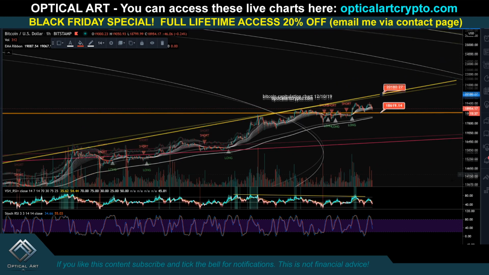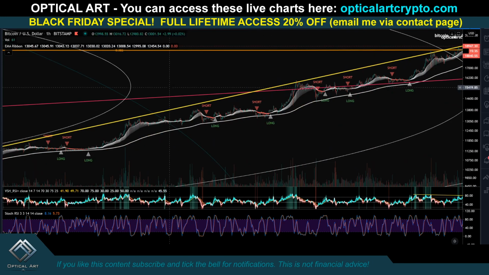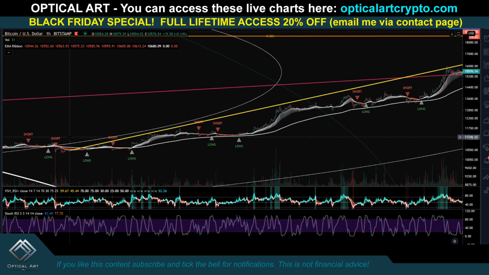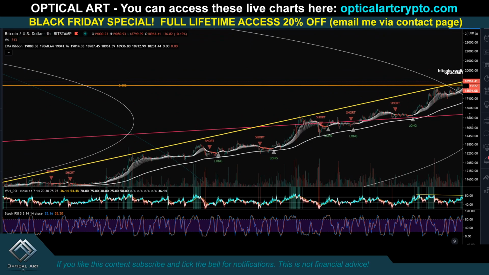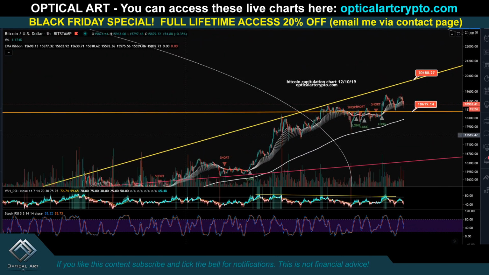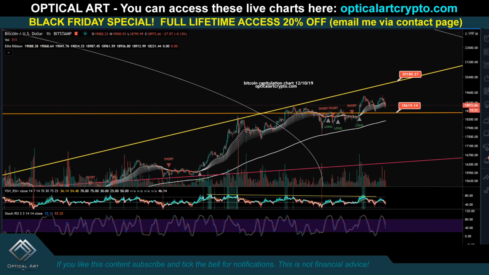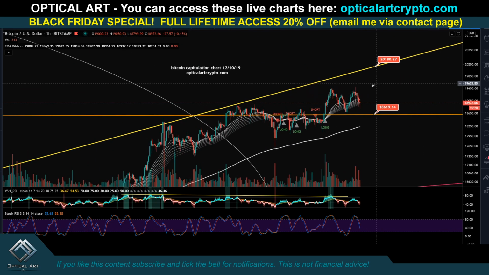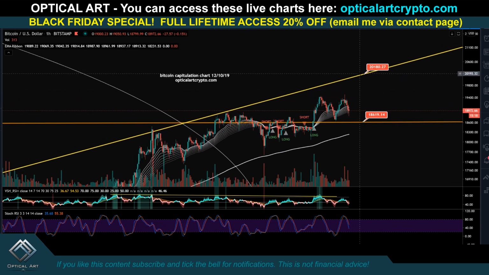We have been respecting this yellow line going a pretty good ways back, since I think October 2nd. Yeah, back here, October 2nd. Resistance, resistance, resistance. We hit it again and got rejected. And then we hit it again and got rejected. So if we push up, a likely point to get rejected is going to be this yellow trend line, so roughly 20,180 depending on when you hit it.